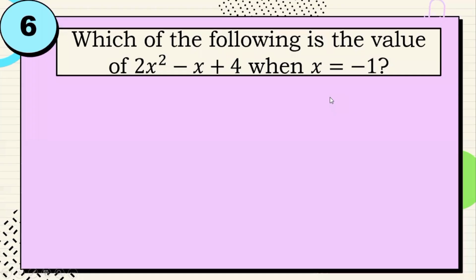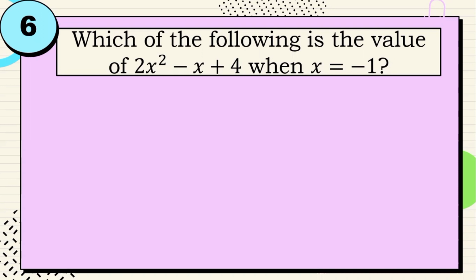Which of the following is the value of 2x squared minus x plus 4 when x is equal to negative 1? Okay? Remember class, ang gagawin nyo lang dito, ang method lang na i-apply nyo dito is purely substitution. Magsa-substitute lang kayo nung specific value ng variable na binigay. So, ang gagawin nyo lang, papalitan nyo lang daw ng negative 1 yung lahat ng x variable dun sa given na expression or na given na polynomial.